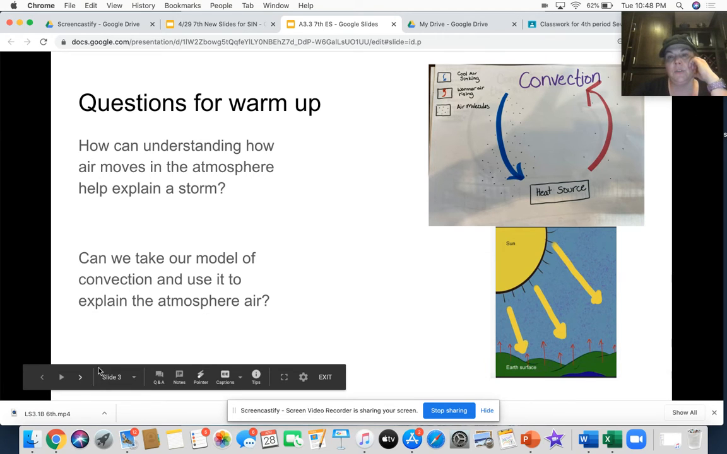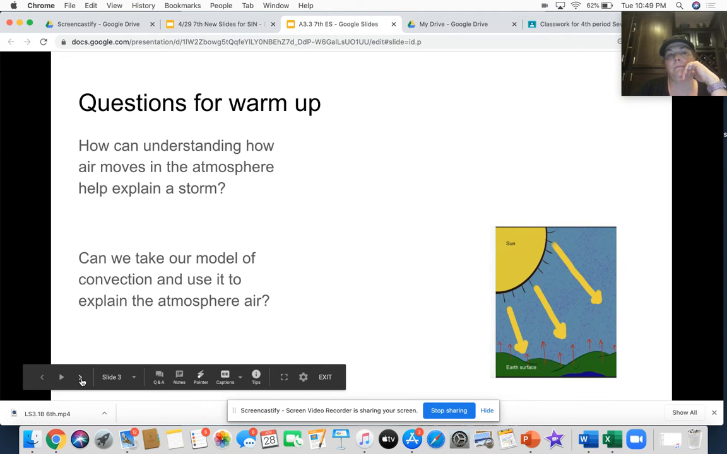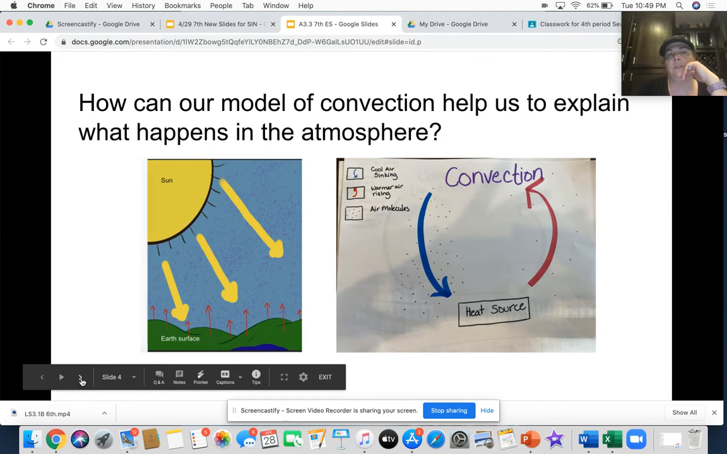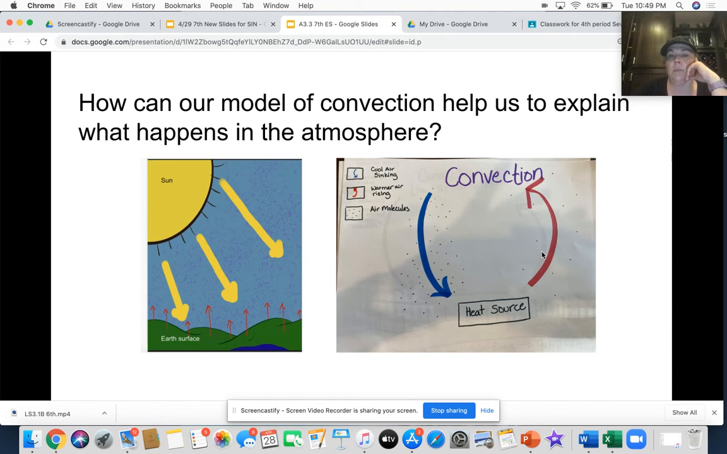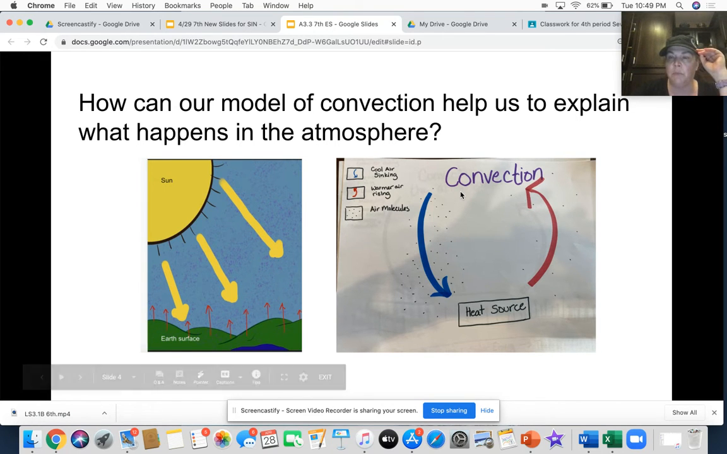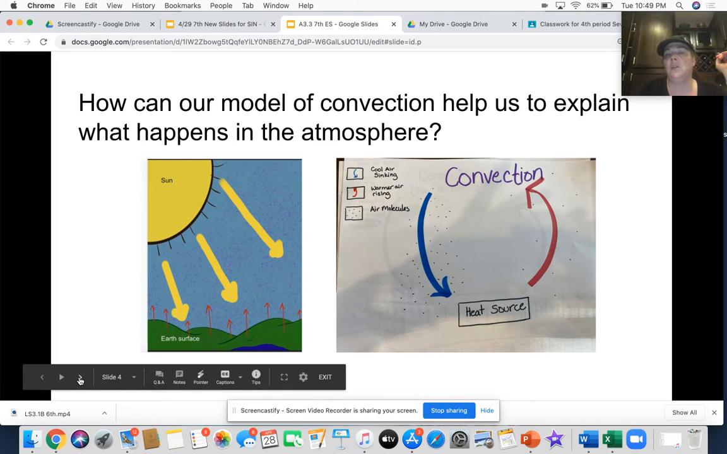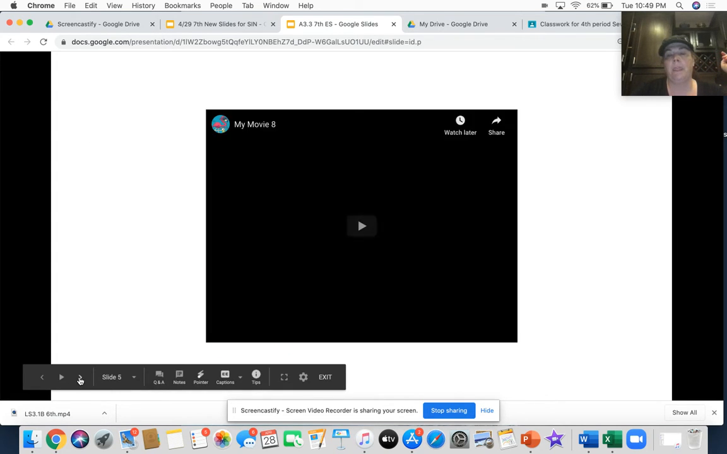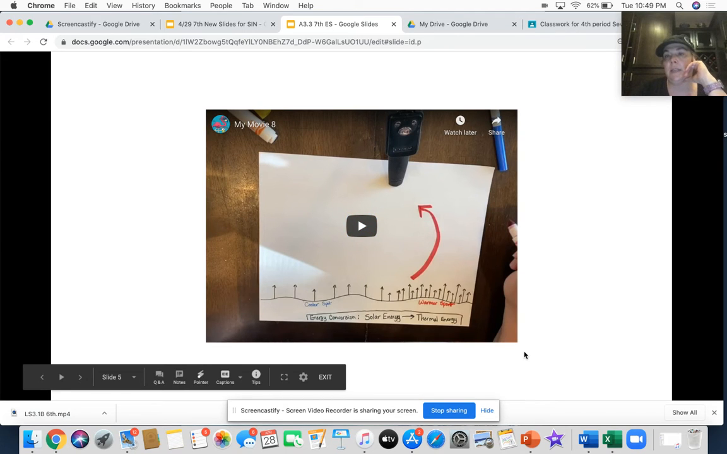Okay. So can I use this model to explain? So we're going to look here. How can these two models help us explain what's happening in the atmosphere? So here's the atmosphere, but there isn't anything on convection. Here's convection, but not anything in the atmosphere. So what we're going to do is take concepts from both of these models, and we're going to combine them to explain what makes convection currents in the atmosphere. Okay, so you are going to be needing to make a new model.